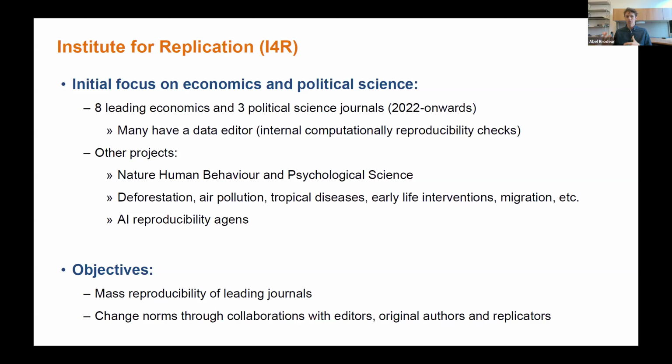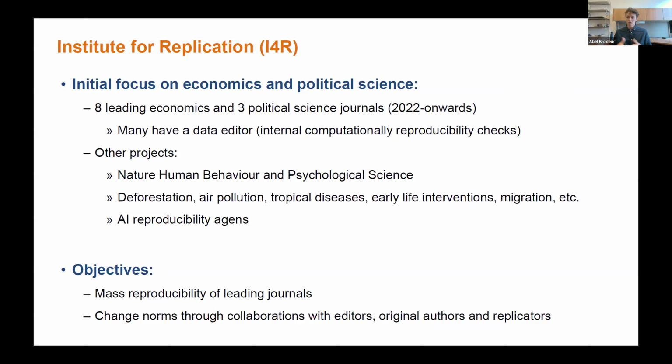And then later on, over the years, we started looking at psychology. So we have collaborations with NHB, Psych Science, in which we mass reproduce what they publish. And now we're moving into more topics. So if you're interested in one of the topics listed here, deforestation or pollution, tropical diseases, early life intervention, the effect of migration on the economy, reach out.